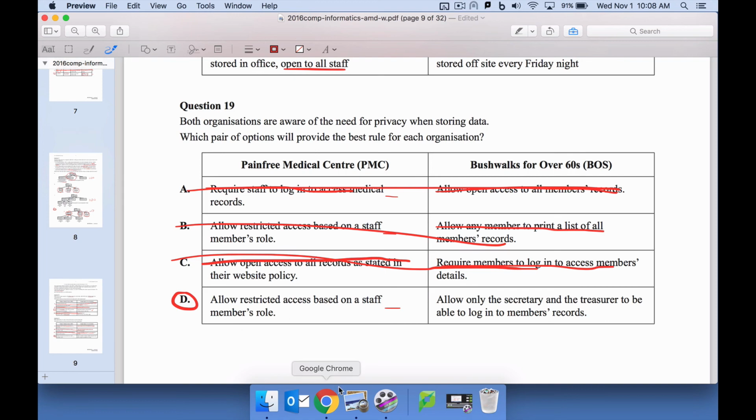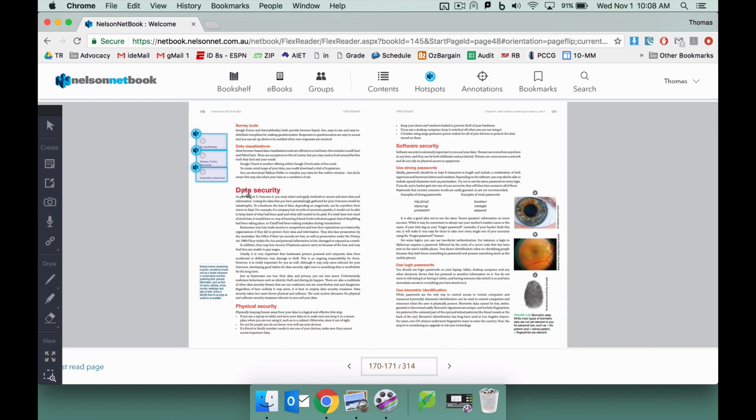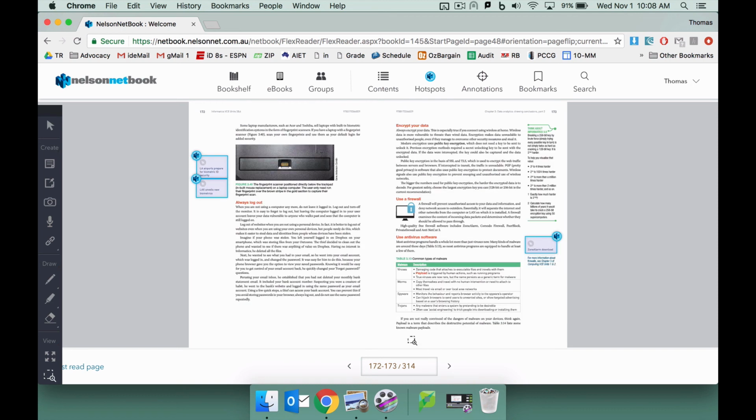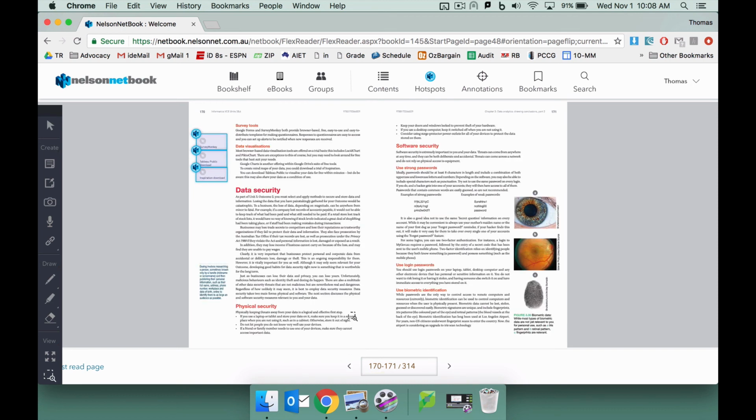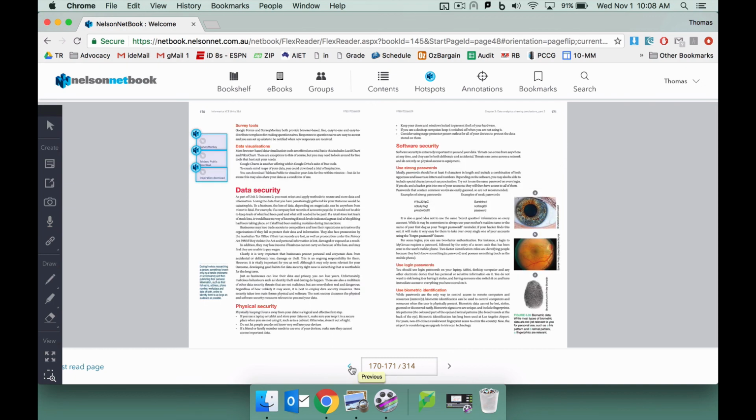For question 19 in our books, there is some stuff on page 170 of our books, all about the data security, the physical security. I think we referenced this page before from one of the previous questions too. So it just shows that there is a bit of emphasis on you being able to know all this stuff under data security and these major headings for the exam. It's very important.